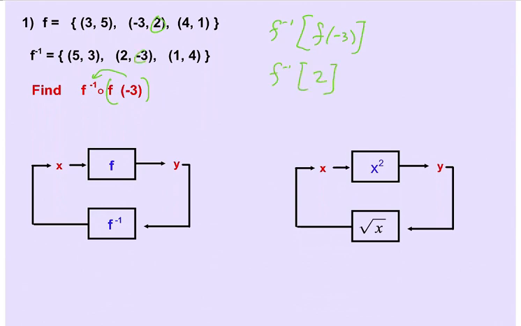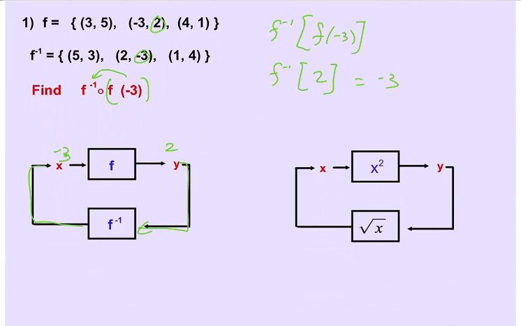And f inverse of 2 is negative 3. And so I want you to notice that when we took a negative 3 and plugged it into f, we got a 2. And when we took that 2 and plugged it into f inverse, we got the same negative 3. Not a coincidence. This is the whole point of inverse functions.